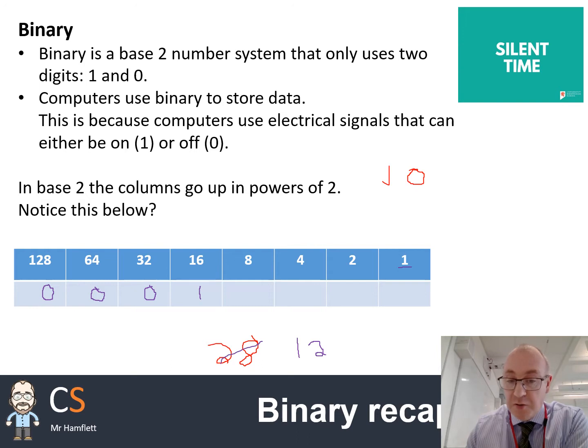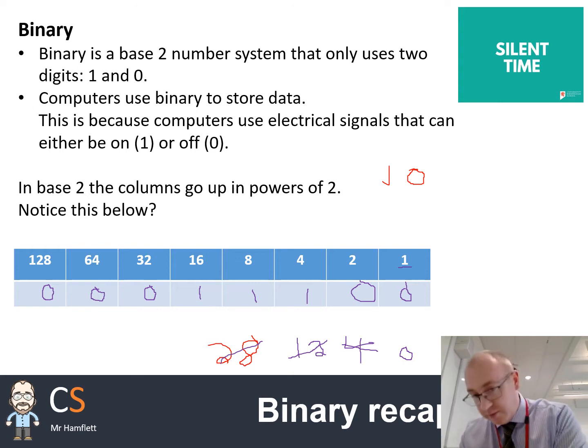So now I've got 12 to fit in. Well, 8 fits nicely into 12. Let's subtract 8 from 12. That leaves me with 4. Now that perfectly fits in with 4, doesn't it? Subtract 4 from 4, that gives me 0. That means I don't need a 2, I don't need a 1. Let's count that back up. 16 plus 4 is 20, plus 8 is 28. So that there, 0, 0, 0, 1, 1, 1, 0, 0, is the binary for 28.